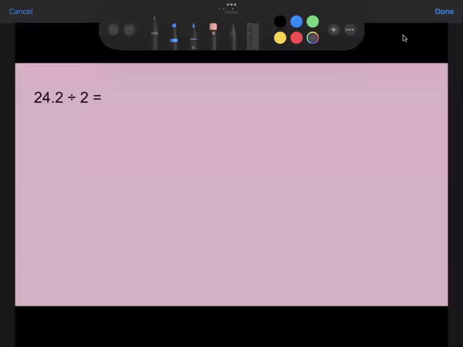Okay, here is our first example. We're going to take the number 24.2 and we're going to divide it by 2. So we're going to go ahead and set this up for the standard algorithm. We're going to take that 24.2 and put it here, and then we're going to put a division bracket around that and put the 2 that we're dividing by on the outside.